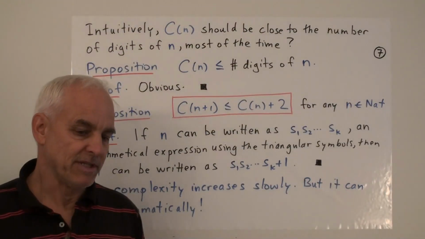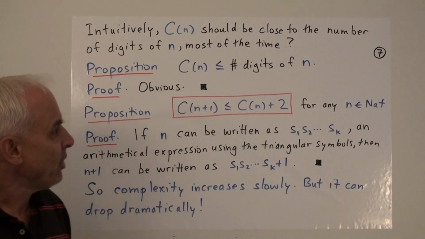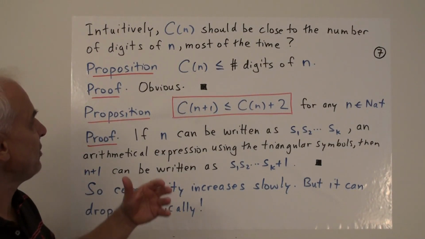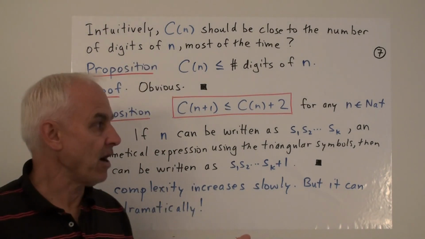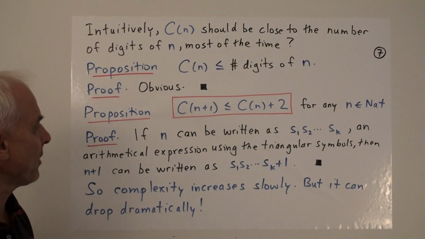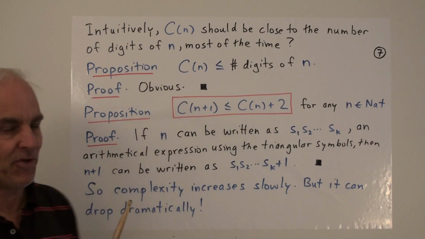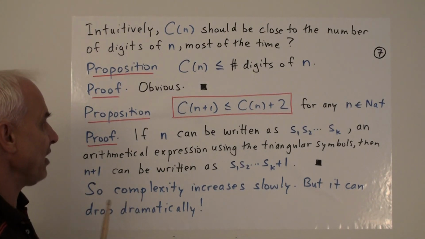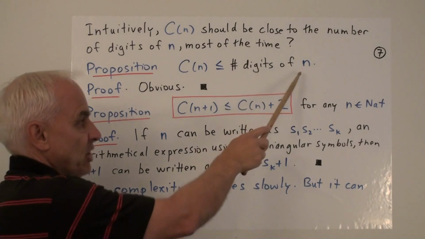Now, I think most people's intuition is that the complexity of a natural number should be reasonably close to the number of digits of n, at least most of the time. Certainly we can state this proposition, which is immediately obvious, that the complexity of n is certainly less than or equal to the number of digits of n.